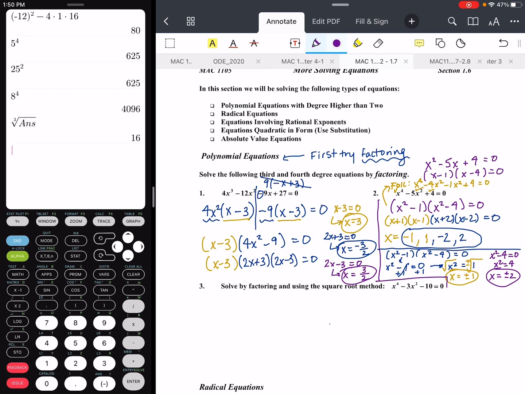Okay, so that brings us to number 3. So number 3, they give us a hint in the instructions. They say solve by factoring and using the square root method. So similar to what we just did. All right, so we've got x to the 4th minus 3x squared minus 10 equals 0. And again, this is not quadratic, right? We've got x to the 4th power, so it's not quadratic.